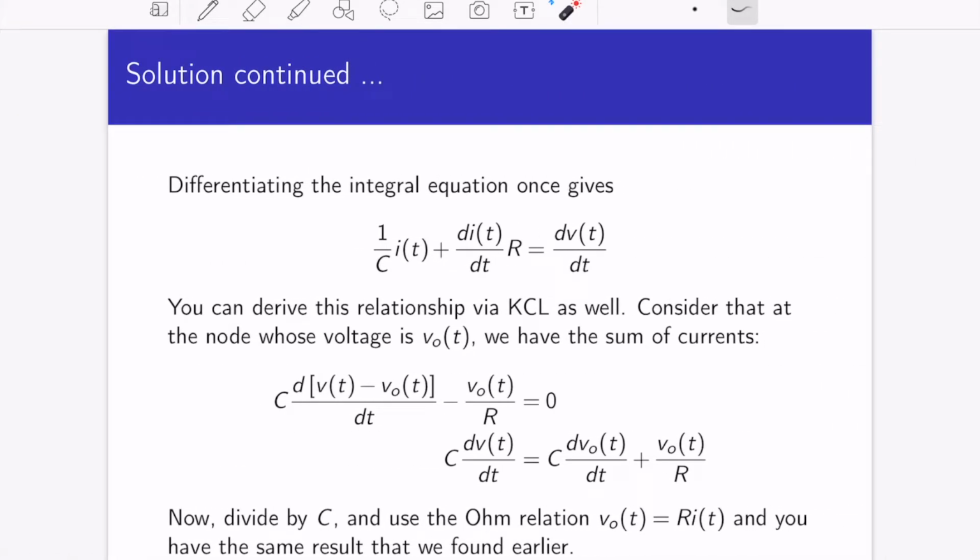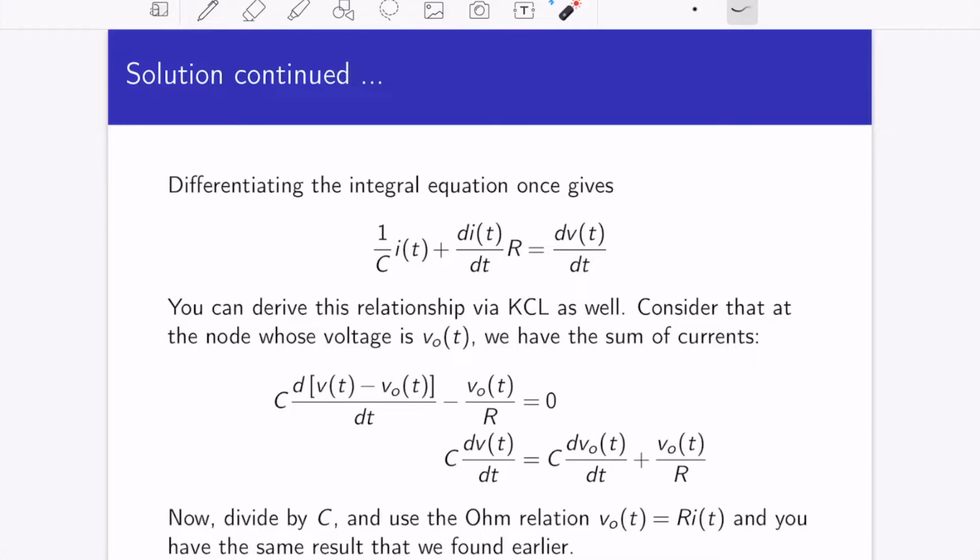When we differentiate that integral equation once, we get 1/C times i(t) plus di(t)/dt times R is equal to dv(t)/dt.